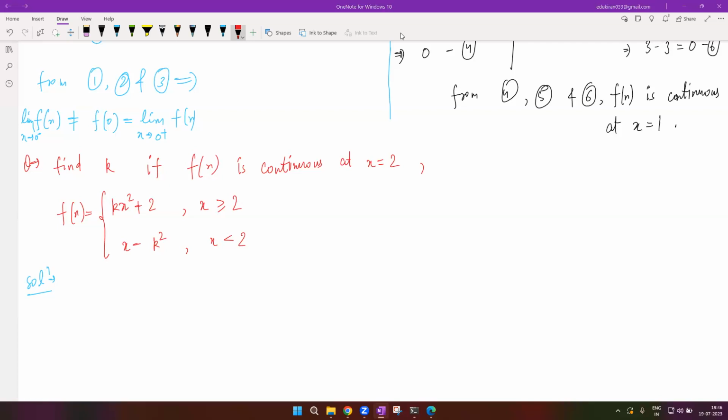Yes, you need to solve both equations. Find out RHL at x equals 2, f(2) and LHL at x equals 2. First, find out the values of these. The values of these will be in terms of k. So find these out quickly, everyone. I'll ask you what the answers are. Then we will be able to find out the value of k.